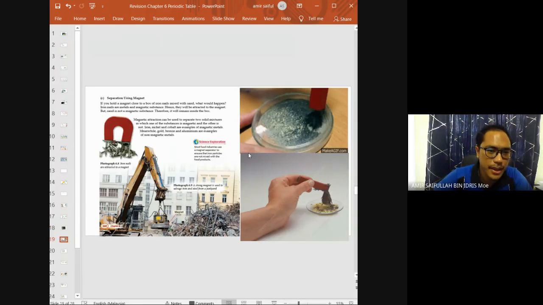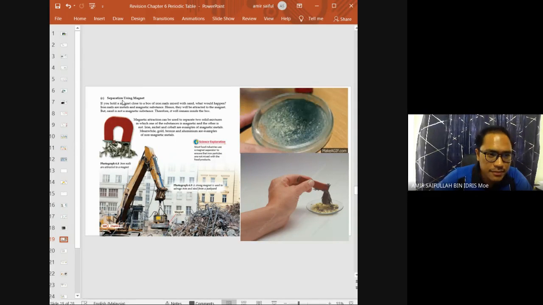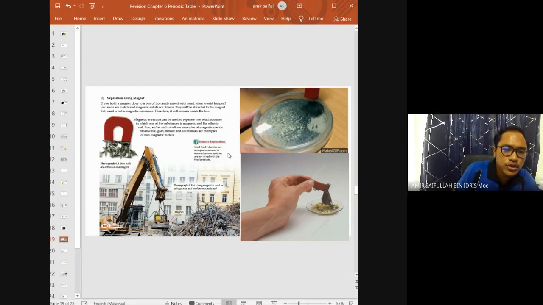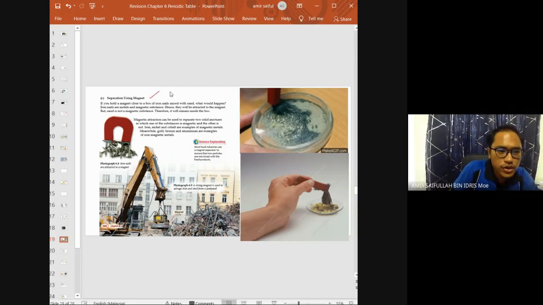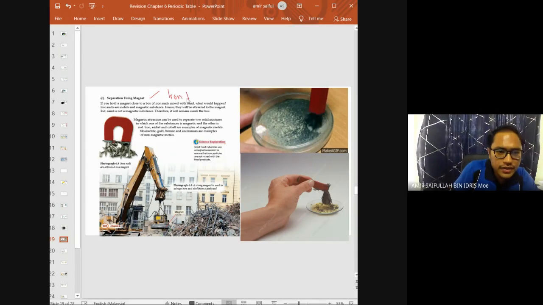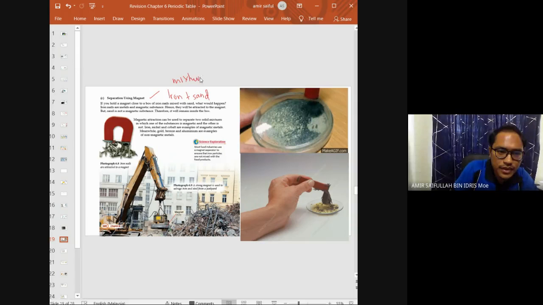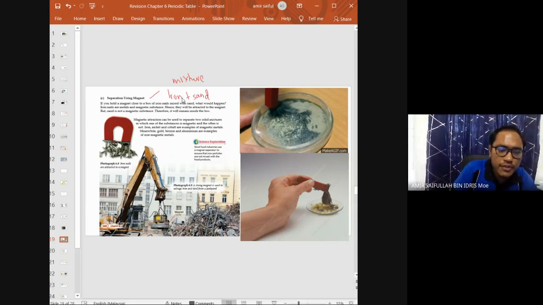Okay. Next method is the simplest method. It's separation using a magnet. We can separate iron that is already mixed with the sand. Let's say iron and sand are in one mixture, right? Because they are not chemically combined together.